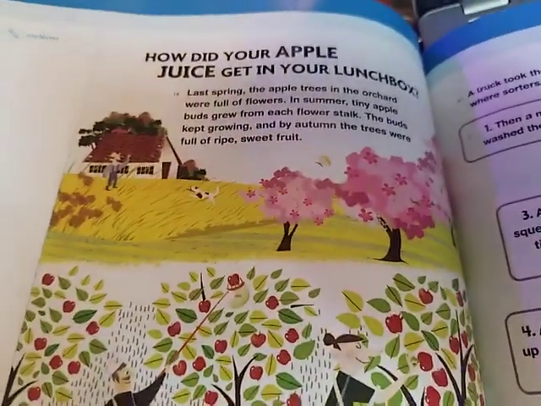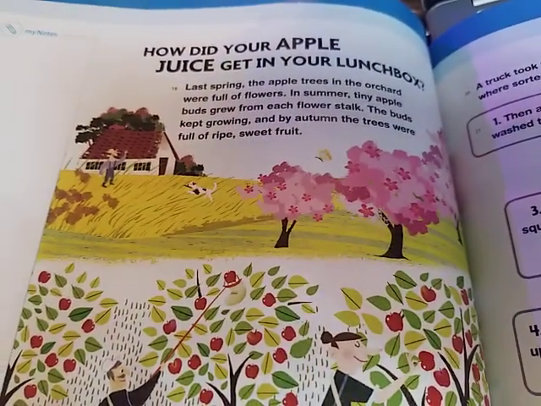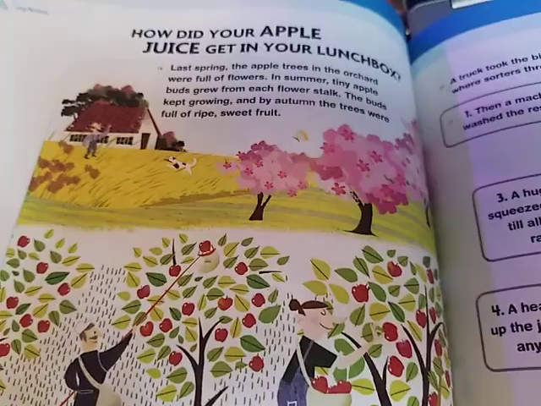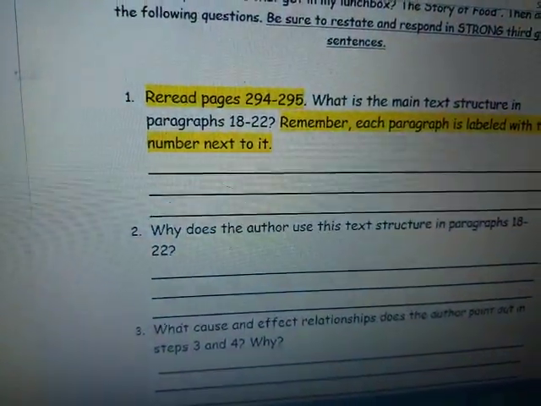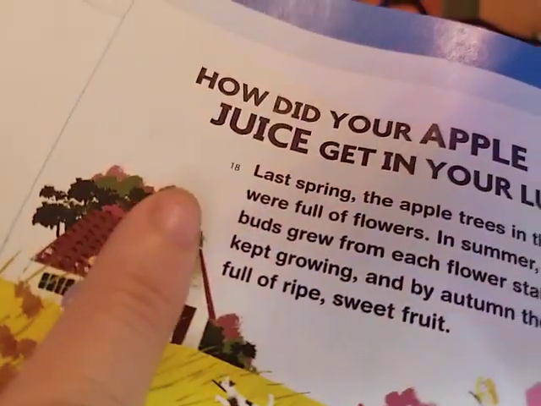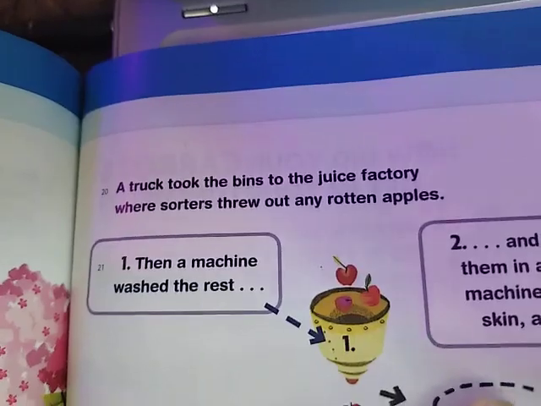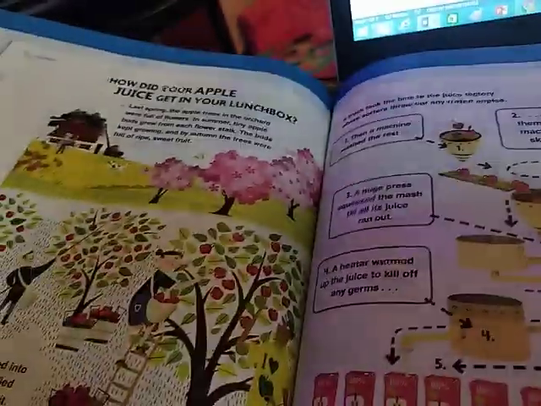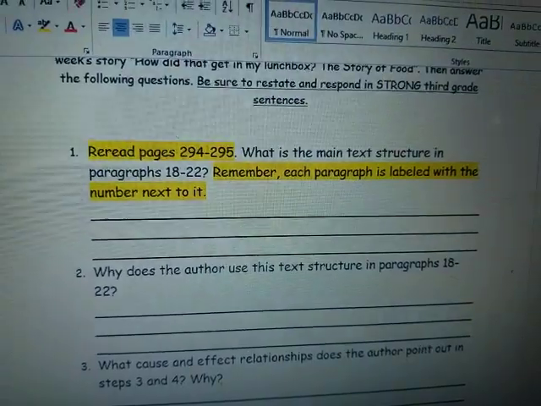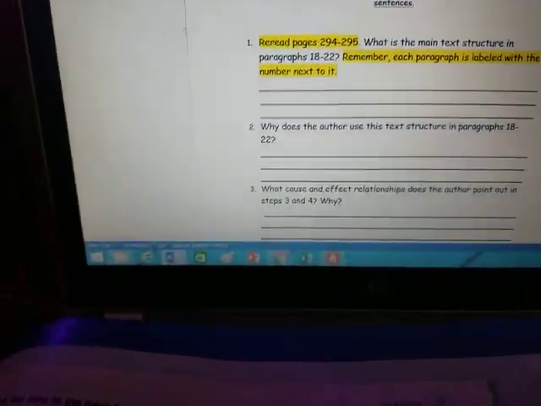Okay, 294. So this is about how did your apple juice get in your lunchbox. Now it's asking you to look at paragraphs 18 to 22. So paragraph 18, and then it says paragraph 20, 21, 22. So the entire page, okay? It's asking you to look at the entire page. And it says, what is the main structure of these paragraphs?